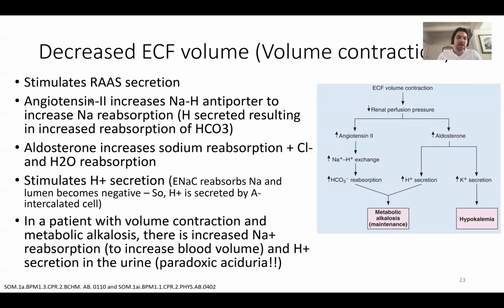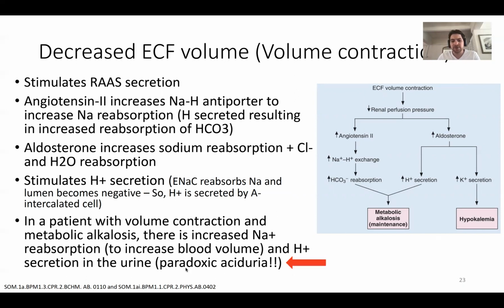If you get volume contraction, we talked about this, we're activating the RAS system. So we're going to constrict the vessels. We're also going to stimulate hydrogen secretion, again because of the increased aldosterone. So you can see here, increasing aldosterone, increased potassium secretion, so you're going to end up with hypokalemia. To try to fix that, you're going to get rid of extra hydrogens.